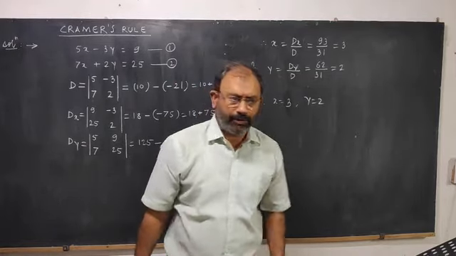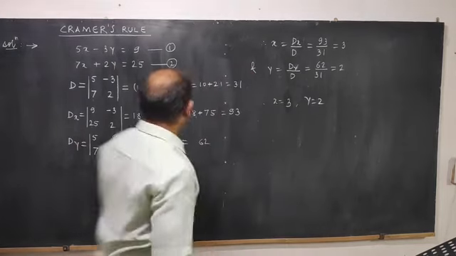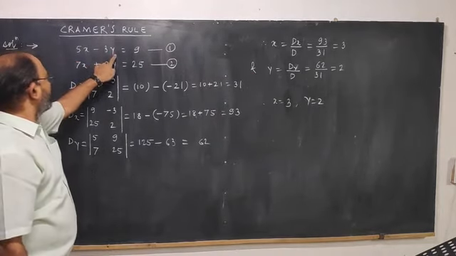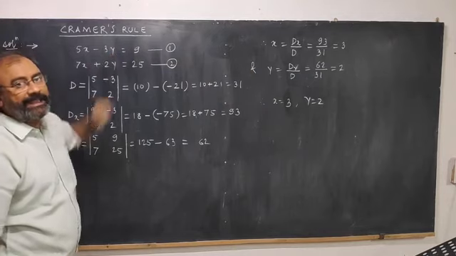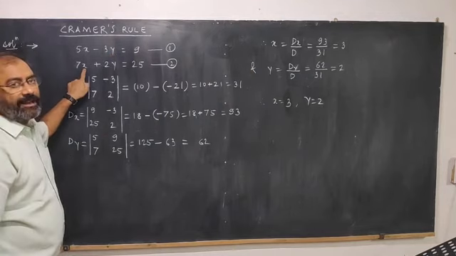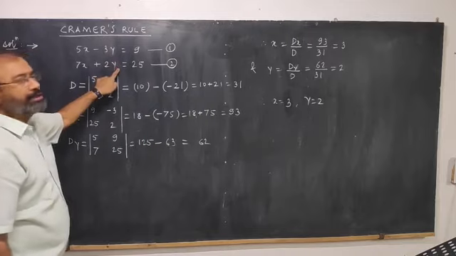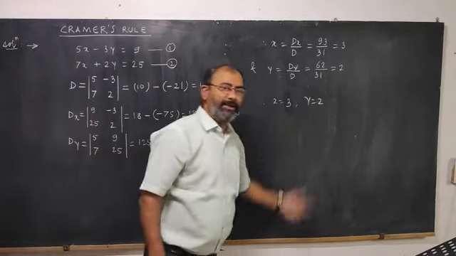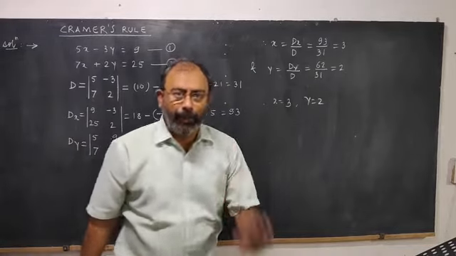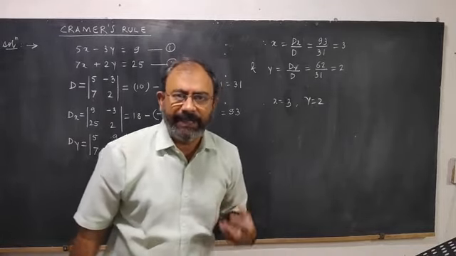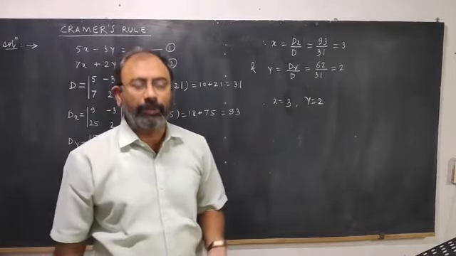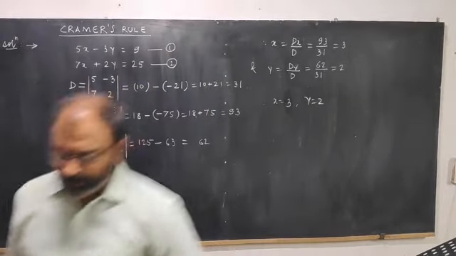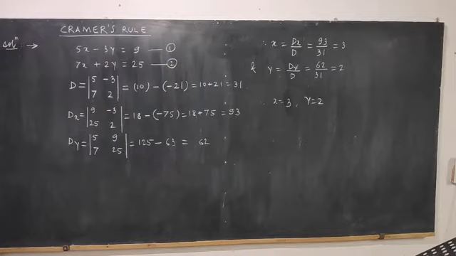You can verify also. Put the values. 5 3s are 15. 3 2s are 6. 15 minus 6 is 9. 7 3s are 21. 2 2s are 4. 21 plus 4 is 25. So both the values are satisfying both the equations. So it is a very simple method, Cramer's rule. Let me explain one more example using Cramer's rule.